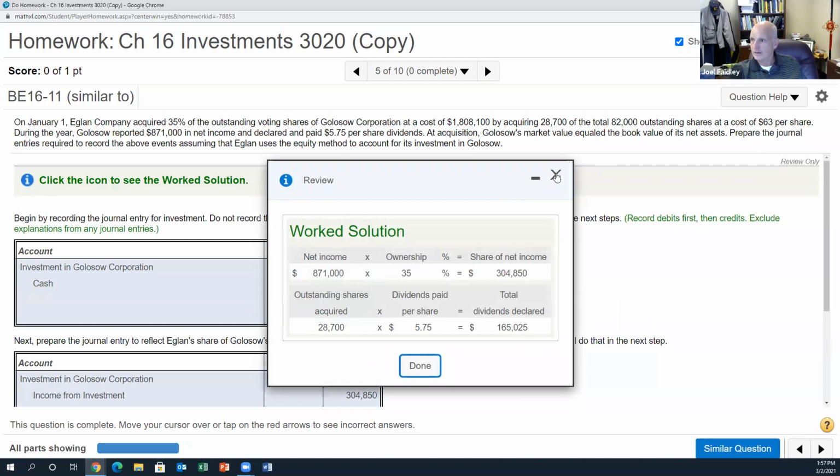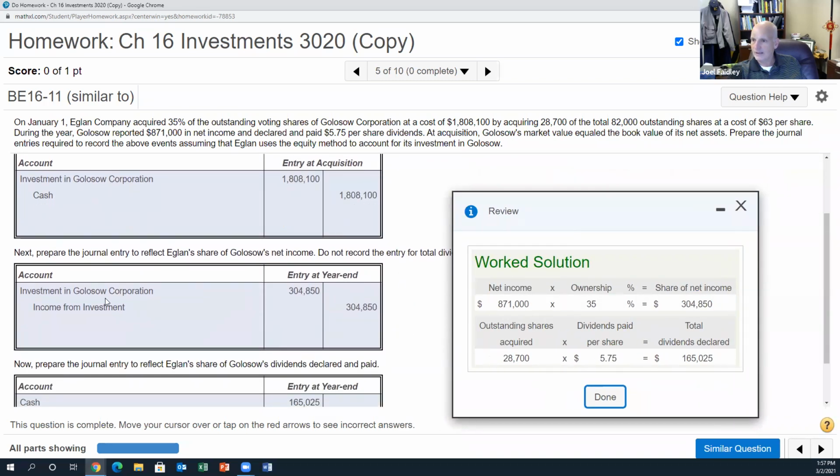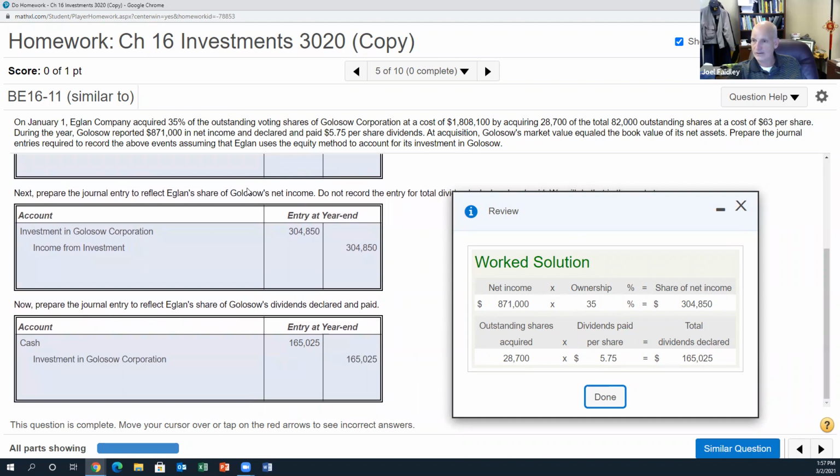So we're going to book that portion of income. We don't care about fair value or stock price. We care about net income and the dividends. So there's my net income that we're going to debit to investment in Galasso Corporation, 304,850. And there's my income from investment that goes to my income statement, but there's my investment. So see, we're increasing this investment. We don't do that in a fair value method.